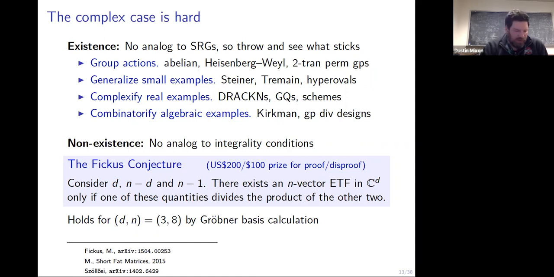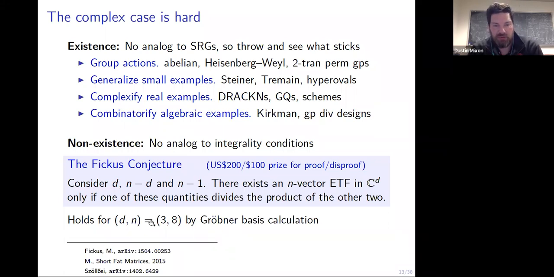We have no idea how close we are to completely exhausting the list of equiangular tight frames because there are no non-existence results. We don't have an analog to integrality conditions. My colleague Matt Fickus posed a conjecture where he's willing to give you $100 or $200 depending on whether you prove or disprove it. He conjectures that you're going to have an ETF of n vectors in C^d only if one of these three numbers divides the product of the other two. You'll notice that these are the numbers that show up in the Welch bound. All of the data we have to date suggests that this conjecture is true.